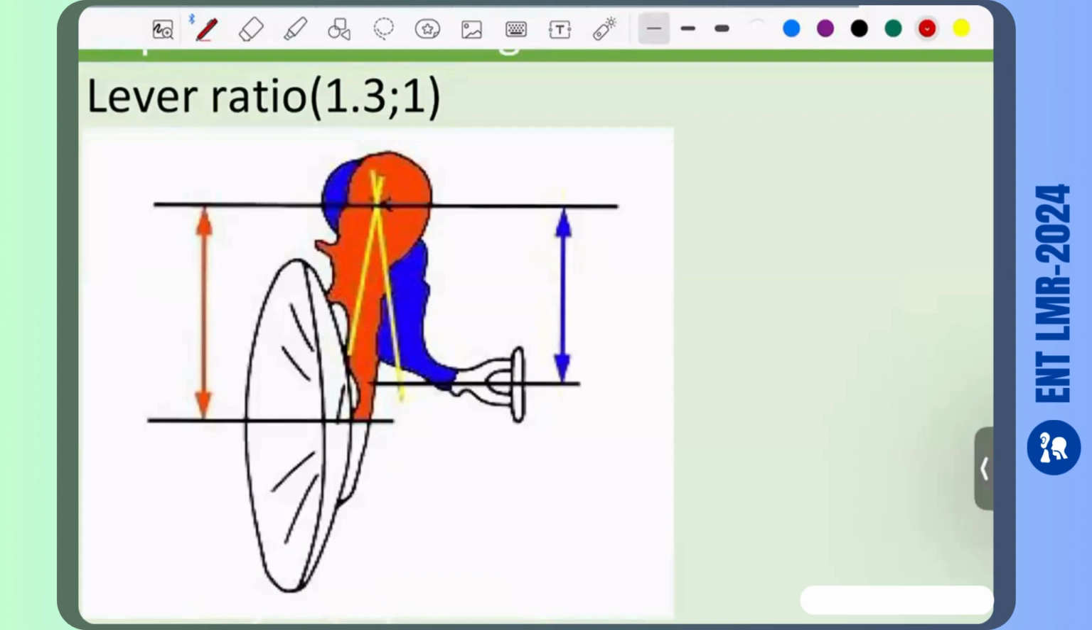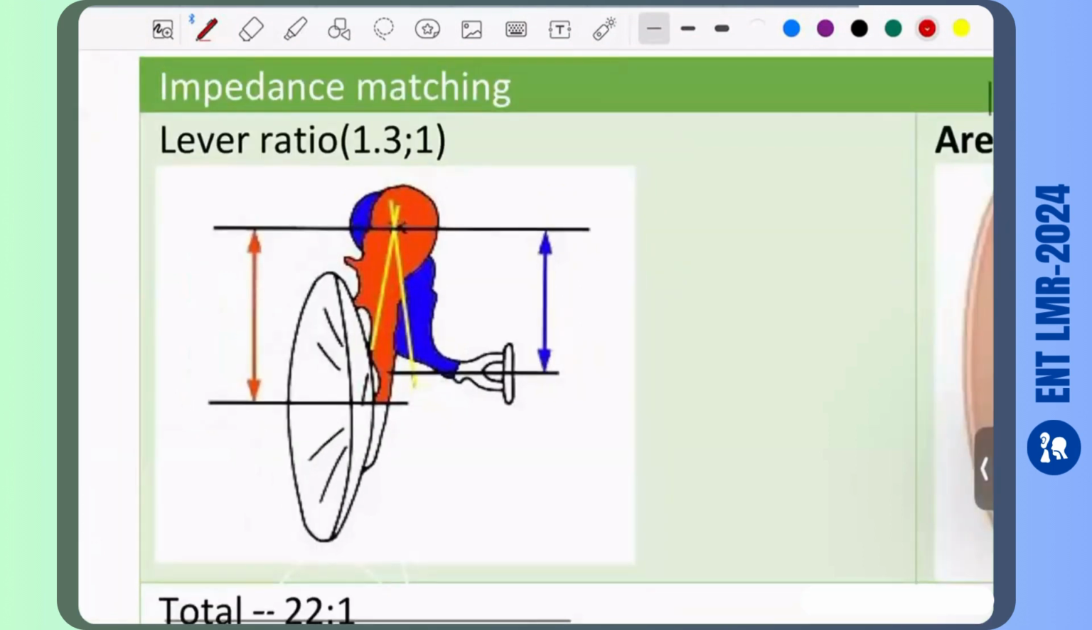So what is special in that, sir? It is special that if we transmit sound signals from a lengthier rod to a smaller rod, the efficacy increases. I'll repeat it. If we transmit sound from a lengthier rod to a smaller rod, the efficacy increases. This is called lever ratio. You'll get 1.3 times betterment with this ratio. Okay.